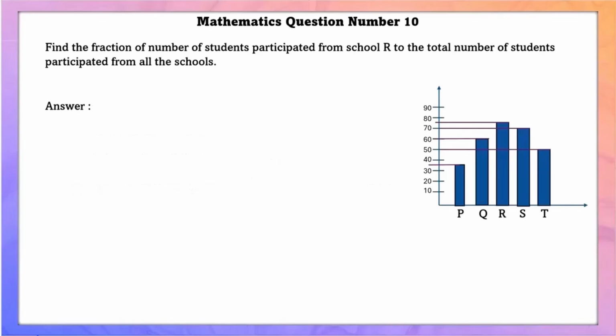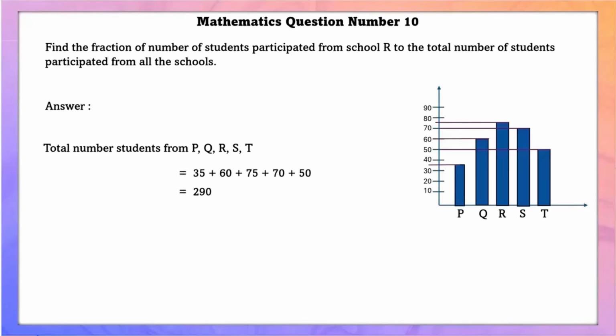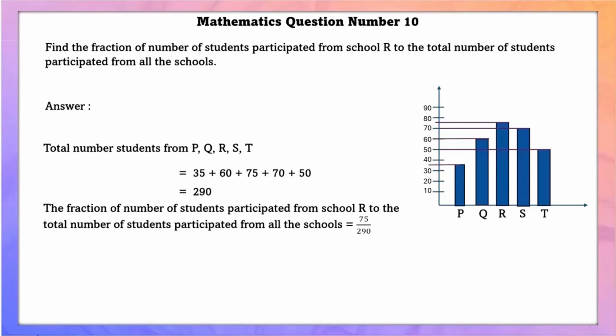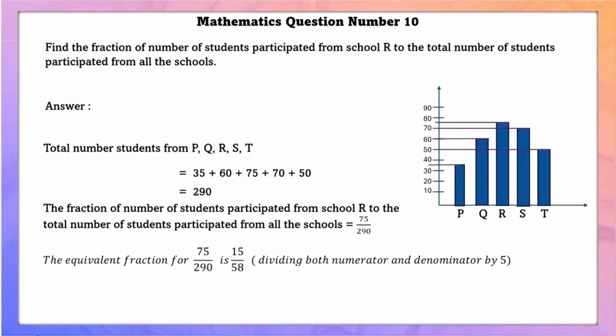Find the fraction of number of students participated from school R to the total number of students participated from all the schools. Total number of students from P, Q, R, S and T is equal to 290. The fraction of number of students participated from school R to the total number of students participated from all schools is equal to 75 by 290. The equivalent fraction for this is 15 by 58.